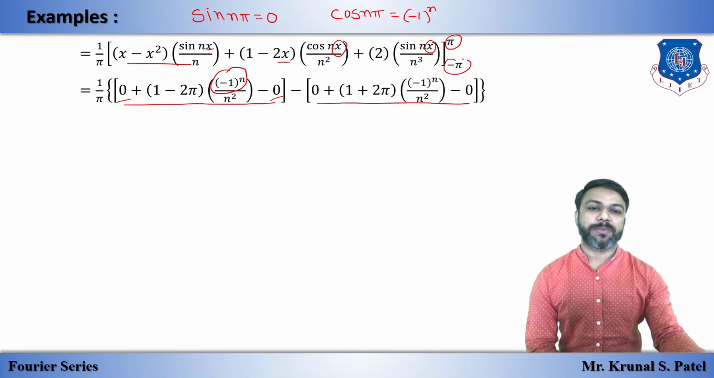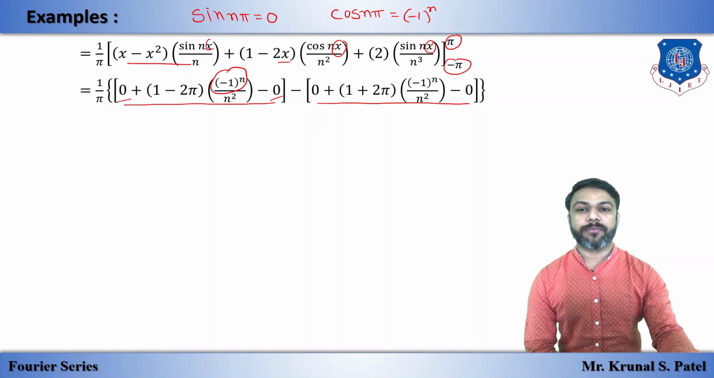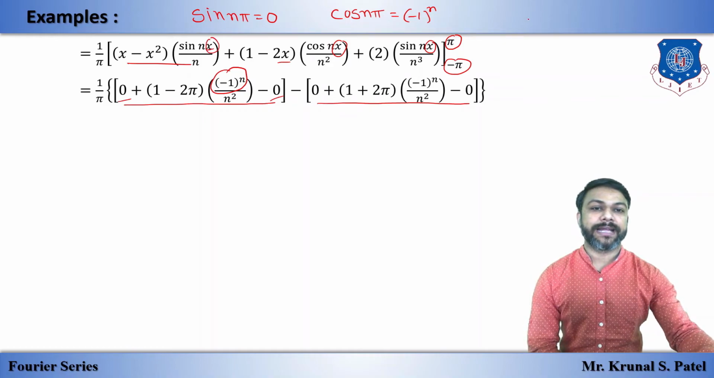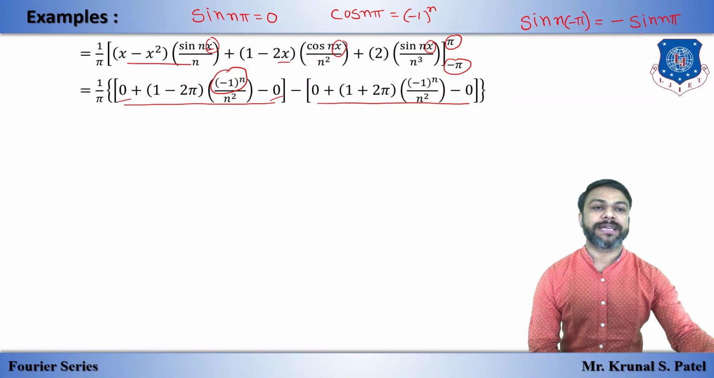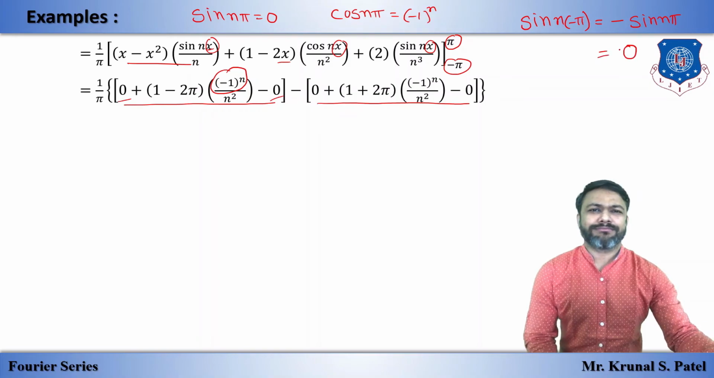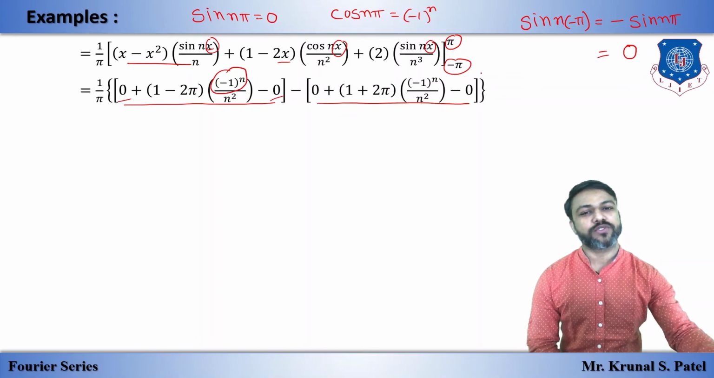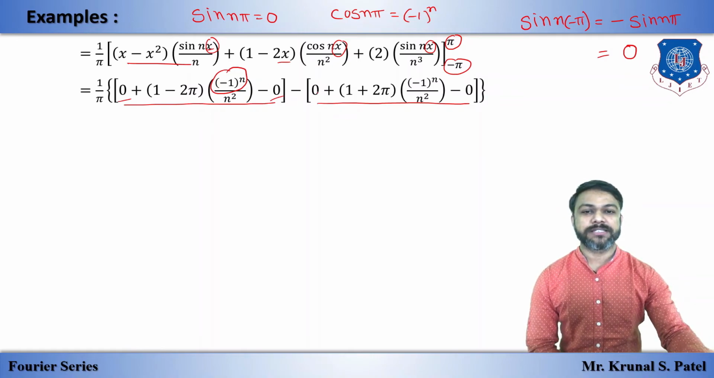Similarly, for minus pi: if we put minus pi here, we get sin n into minus pi. I have given one formula, that sine of minus theta is minus sine theta. So the minus comes outside and we have sin n pi, and we know sin n pi is 0. So it is 0. This sine term is 0, and again this sine term is also 0.